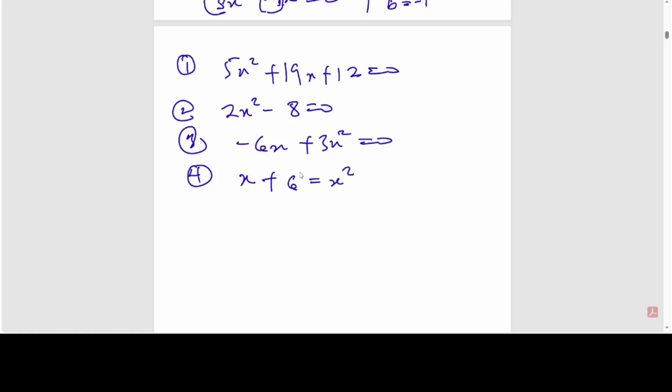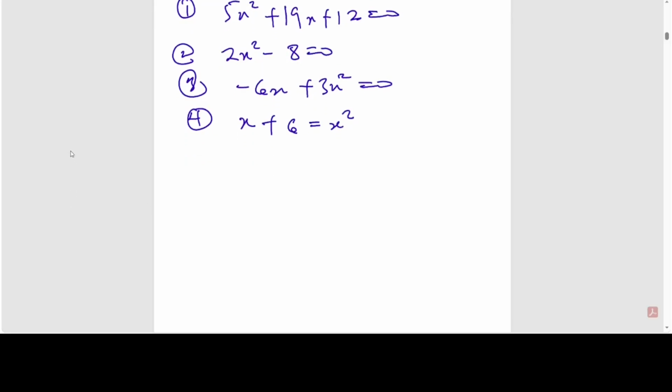So pause the video and try your hands on numbers 1, 2, and 3. I'm going to solve number 4 with you. Right? So number 4 looks quite different from the ones you've done because there's a term on the other side of the equality sign, right? So what you do is group all of them on one side. We want to write it in the form ax squared plus bx plus c equal to 0.